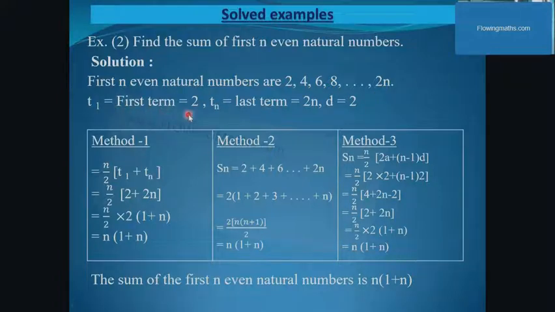T1, the first term, is equal to 2. Tn, the last term, is equal to 2n. And d is 4 minus 2, which is 2. Very easy to calculate. First method: n by 2 into T1 plus Tn, is 2 plus 2n into n by 2, which becomes n into (1 plus n).